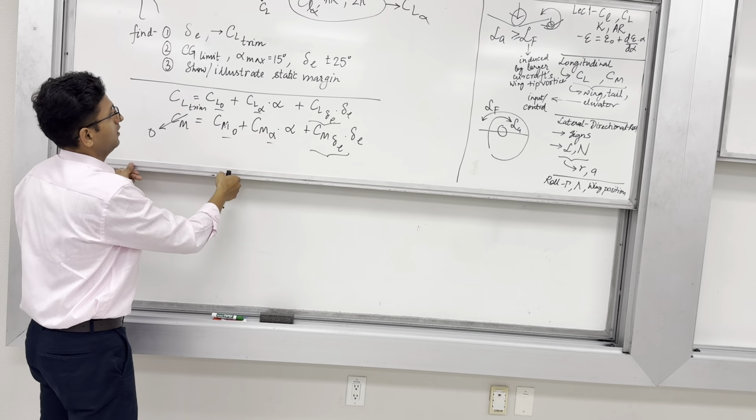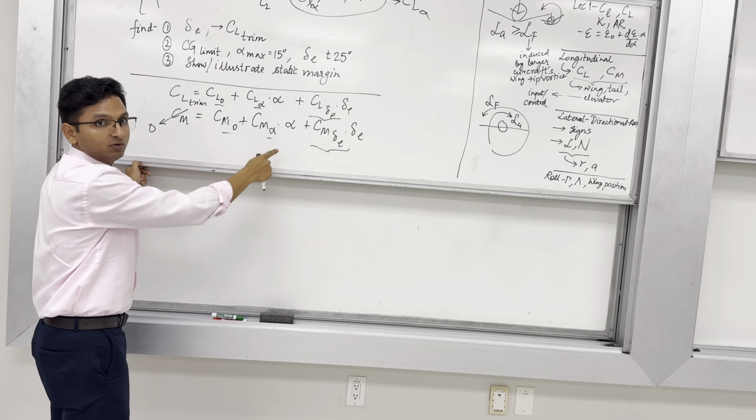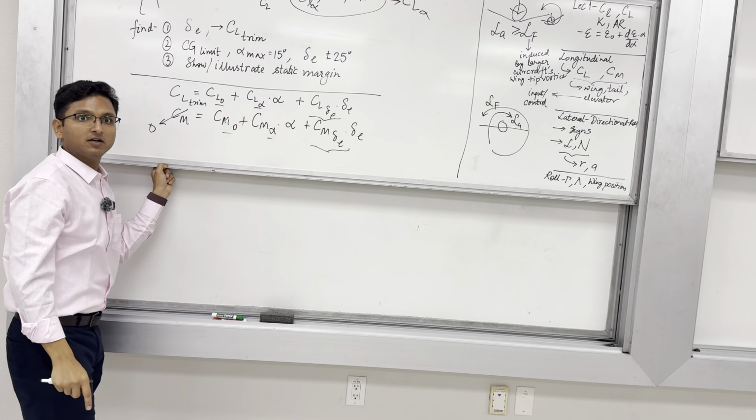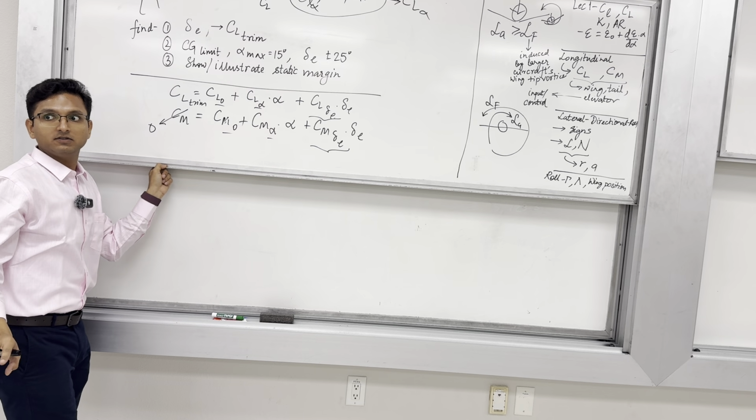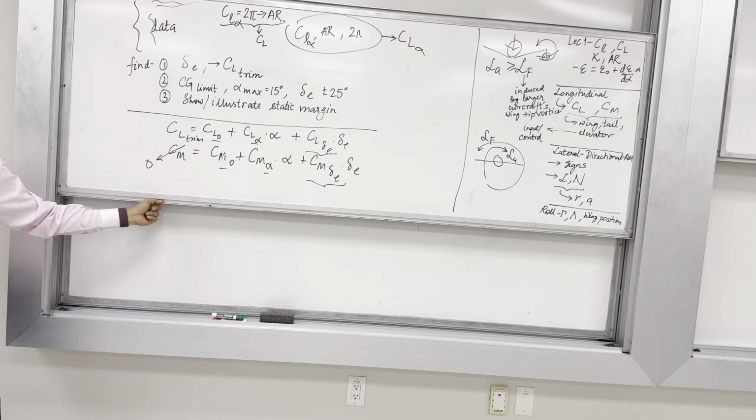So, excellent. We now have two equations in two unknowns. Can I go ahead and solve for delta trim and alpha trim? It is easy, right? Anybody who did not get this concept? Okay.